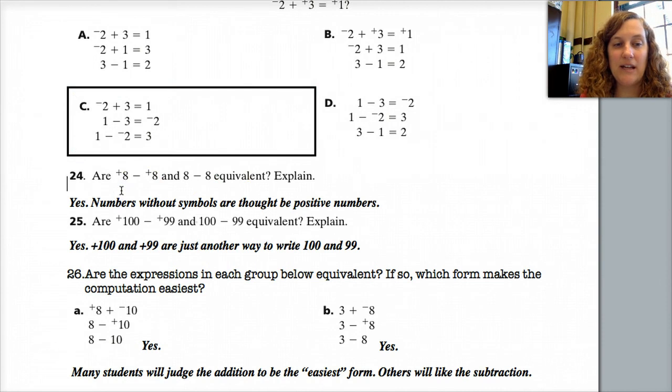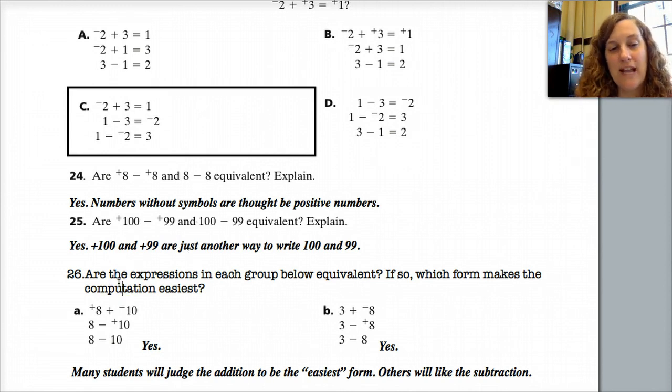Are positive 8 minus a positive 8 and just 8 minus 8 the same? Yes, because as we talked about, numbers without symbols are thought to be positive numbers. So that's fine, and that's the same thing here. Positive 100 minus positive 99 and 100 minus 99 are the same because if a number is positive, it's okay to leave out the positive sign.